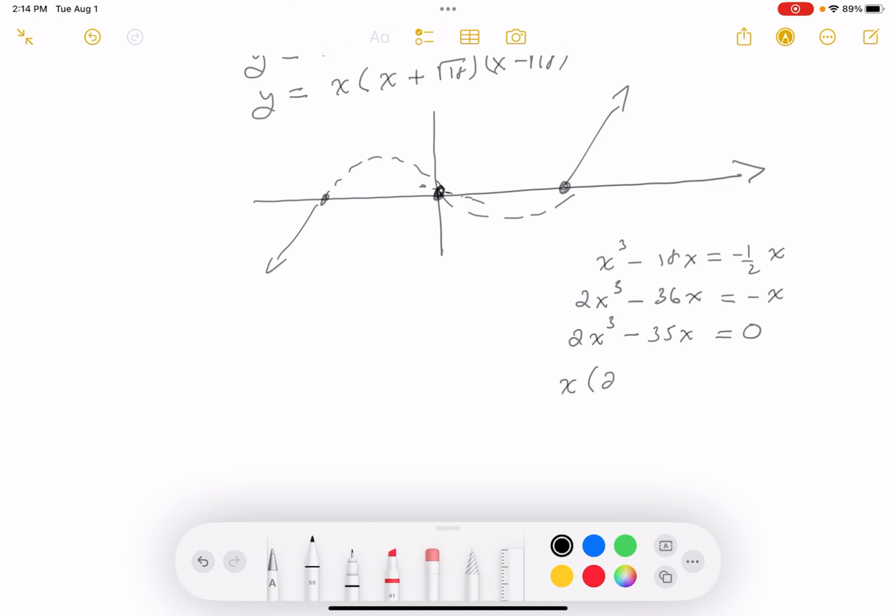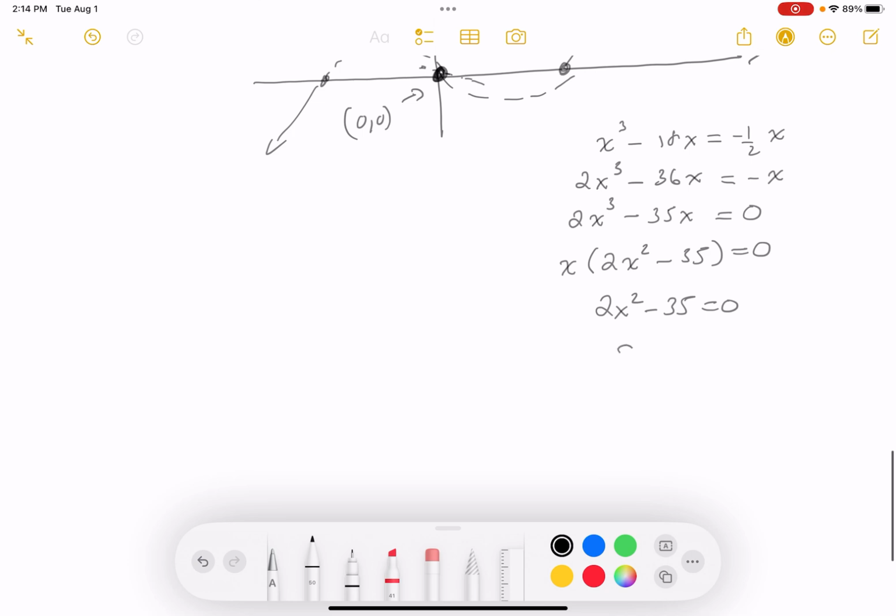I'm going to factor that, pull out an x, and what do you get? You're going to get x times 2x squared minus 35 equals 0. Well, as expected, I certainly get a 0 there. What's this point going to be? 0, 0. Let's talk about the other points, though. And what are they going to be when 2x squared minus 35 equals 0? So what do you get there? 2x squared equals 35. And then we're going to divide both sides by 2. You get 35 over 2.